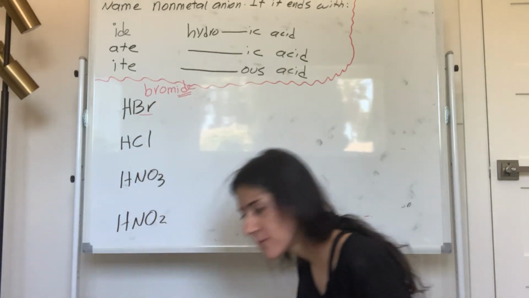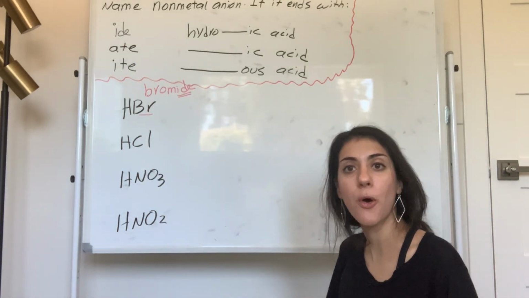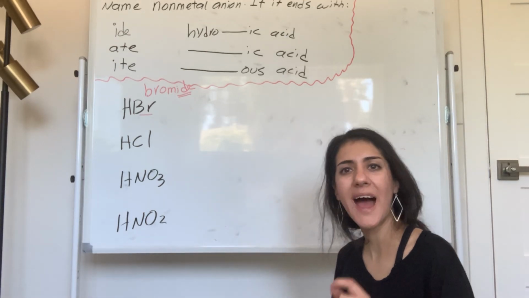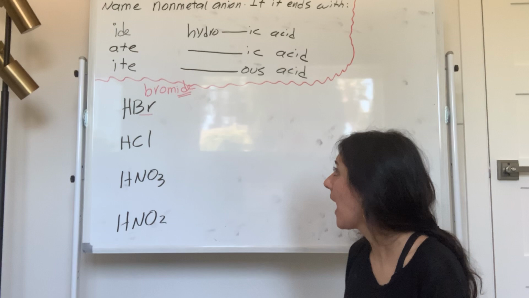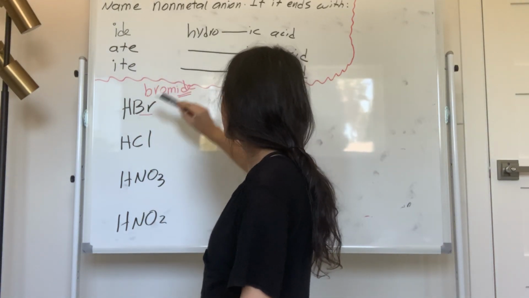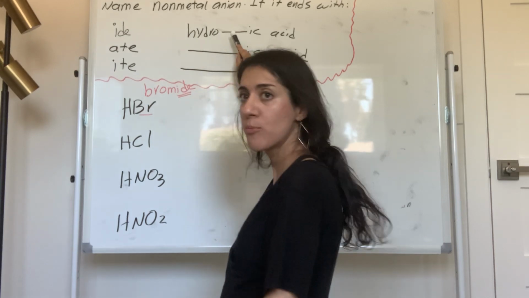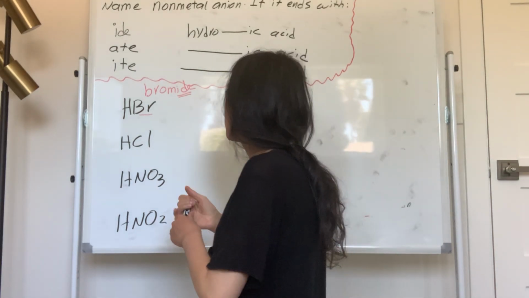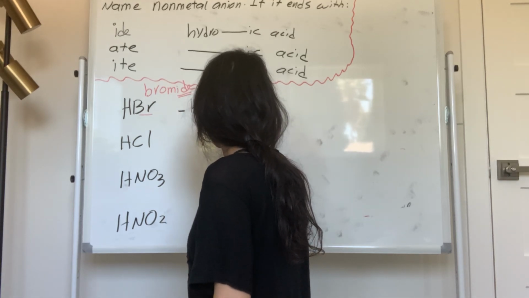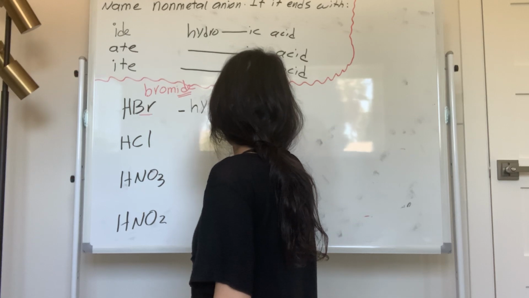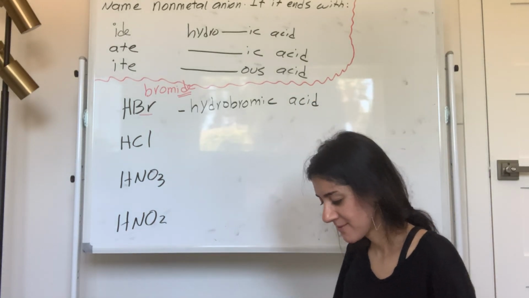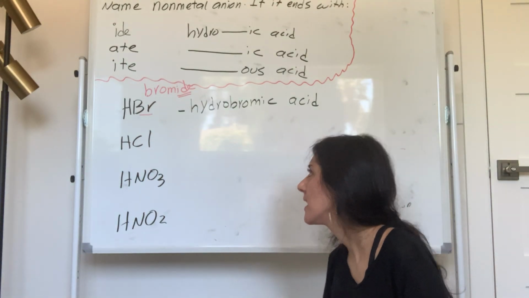Do you agree? Okay, because Br minus is bromide. So it ends with what? It ends with ide. If you end with ide, you're going to be hydro-ic acid. So this would be hydrobromic acid. Okay. Don't worry, you're going to get the hang of it by the time we're done with this.